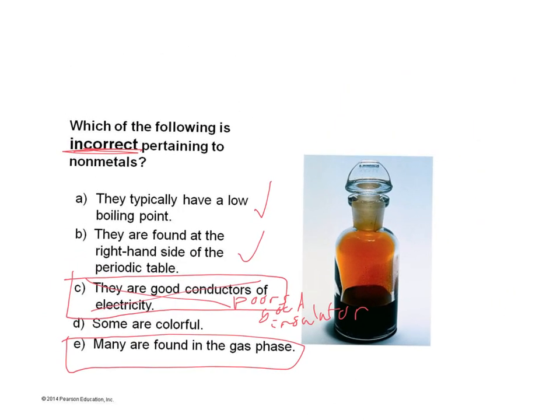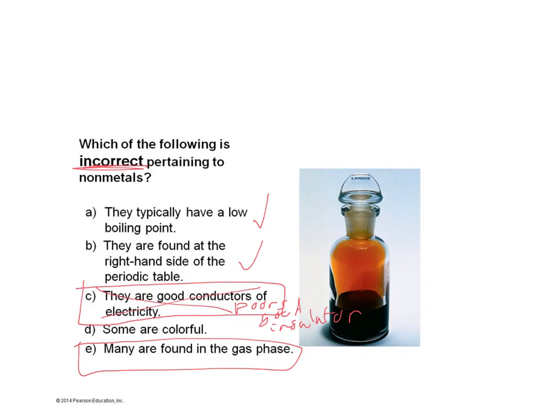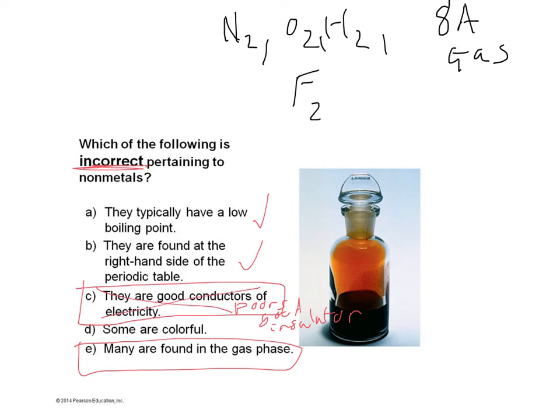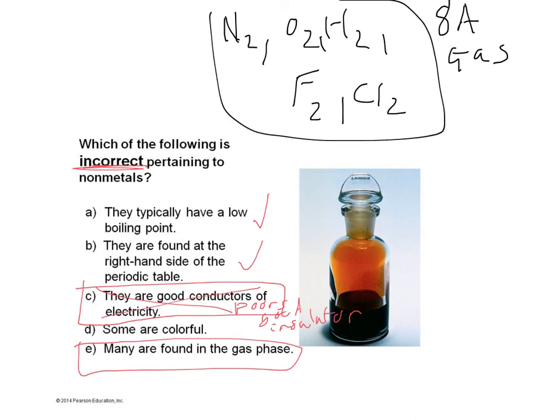Just to talk about phases and elements in the periodic table real quickly, everybody in group 8A is a gas. So all those elements are gases. In addition, nitrogen, oxygen, hydrogen, fluorine, and chlorine are all gases as well in their natural state. So there are several gases among your nonmetals.